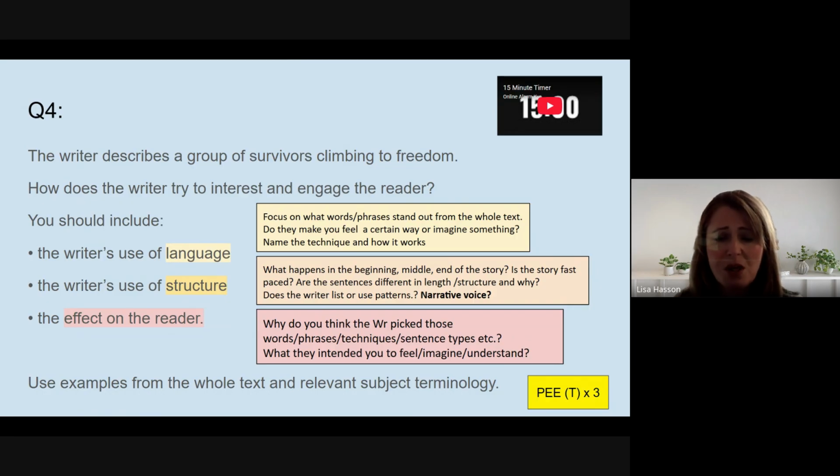Obviously the higher levels are going to be able to talk about the use of punctuation and sentence structure for effect. But those of you who are just wanting to pass, talking about narrative voice is definitely going to be enough for you here, with a couple of language techniques such as the use of a simile, use of a metaphor, use of interesting adjectives.